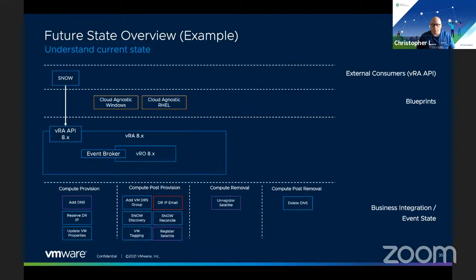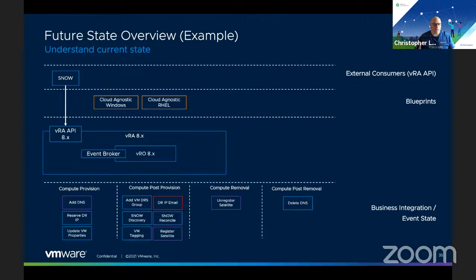And then suddenly you've got this agnostic set of blueprints rather than being operating system specific, being able to say, well, here's a Windows blueprint that you can have a drop down and you can choose the operating system, rather than having to have a Windows blueprint for 2019 and 2016 and 2008. You can just have a drop down. And same with Red Hat. And then again, event brokers topics, Snow configuration into VRA 8.